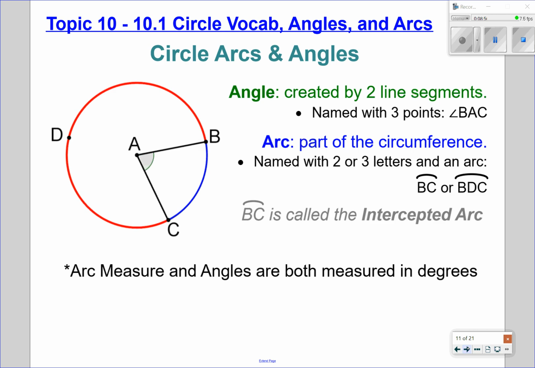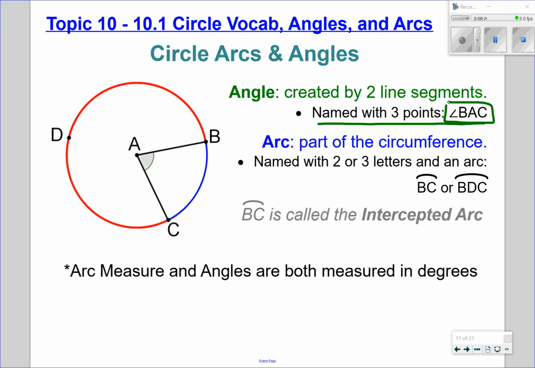Moving forward, let's talk about specific angles and specific arcs within our circle. So an angle, obviously recalled from previous topics, is just simply 2 line segments that are formed together, and the line segments can be called the sides of the angles.